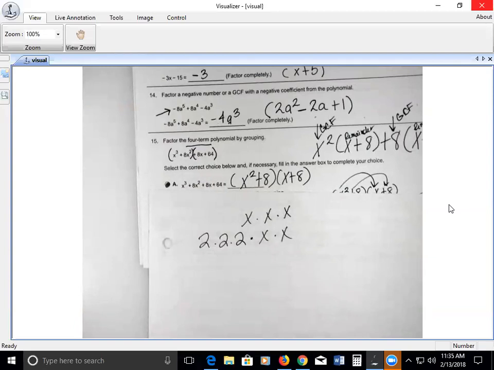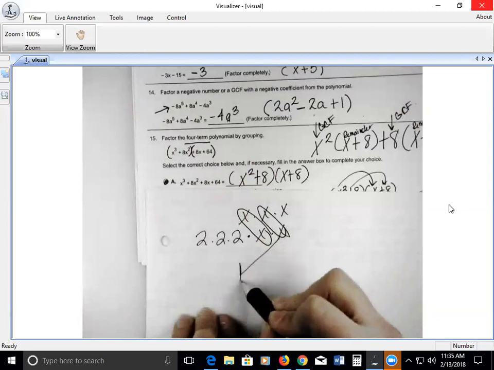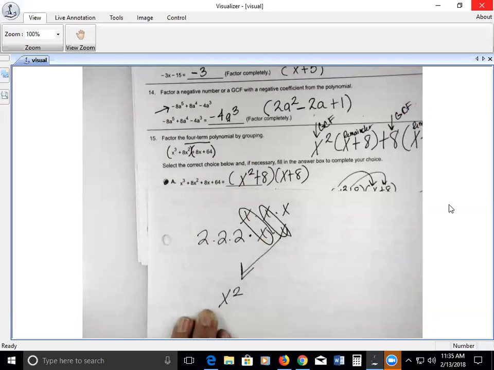2 x's, right? It's the only thing they have in common. So that is your greatest common factor. So when you pull that out, let's say these are our greatest common factors. We're going to pull this out right here. We're going to say, hey, that's x squared. What do we have left over?